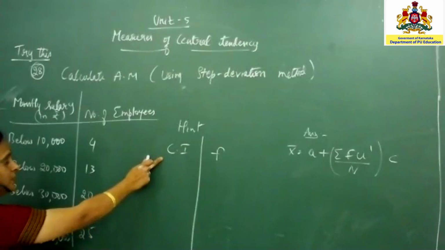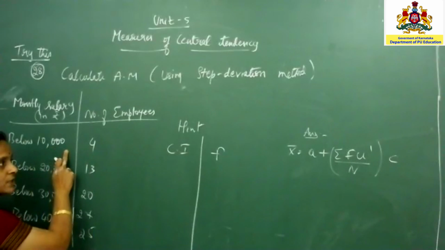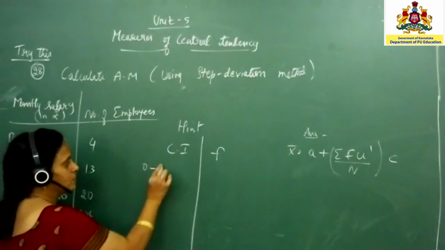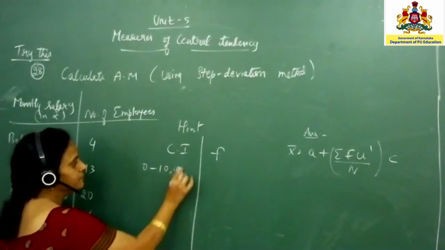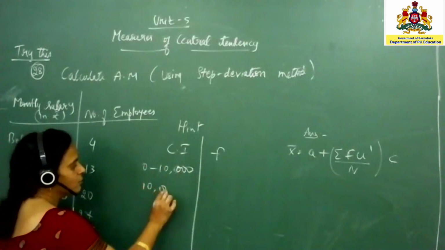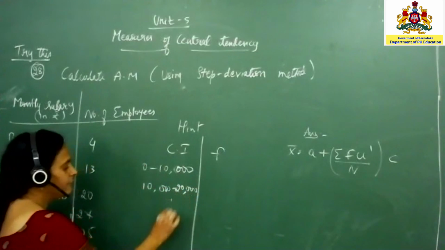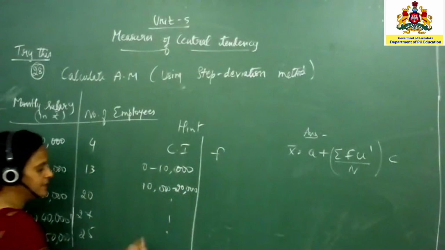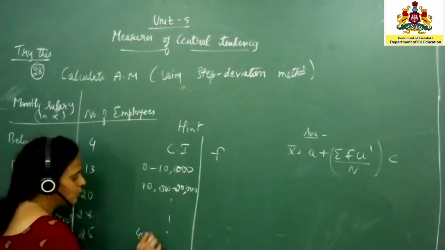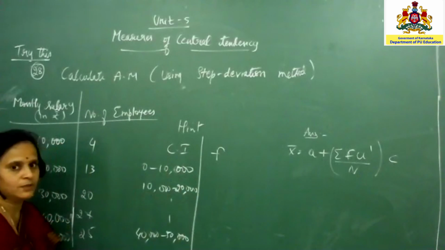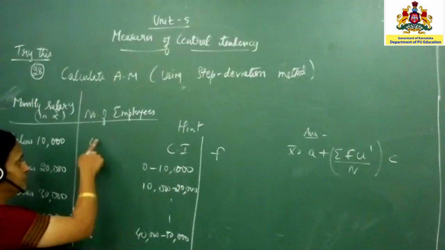To convert here, below 10,000 is there, so I have to start with 0 to 10,000. Start with 0 to 10,000, 10,000 to 20,000. Go on till below 50 is there, so 40,000 to 50,000. The same way, carry on. Next are the frequencies. We have to check the frequencies.